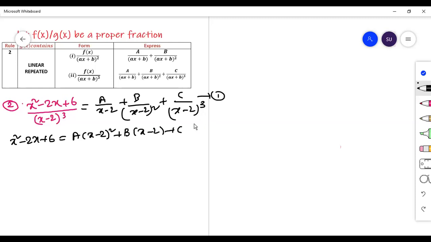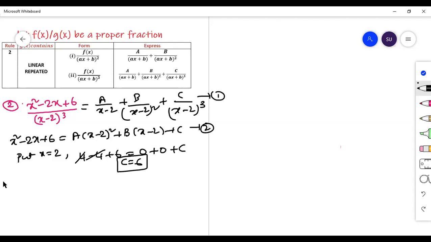Again this is 1, this is 2. Now put x is equal to 2. Why am I putting x is equal to 2? Directly I can make these two terms 0 and I will get the c value. Put x is equal to 2. So 2 square is 4, minus 2 twos are 4, plus 6, 0 plus 0 plus c, which means c is equal to 6. So directly we got c is equal to 6.